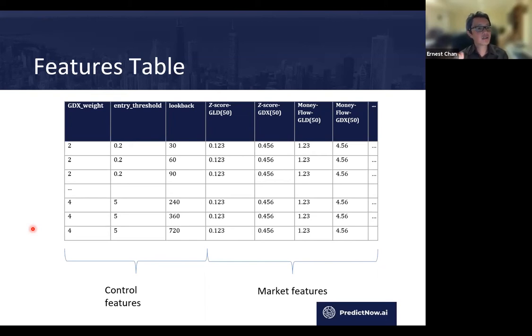Here, Jigger has another question. How about using unsupervised machine learning? Yes.